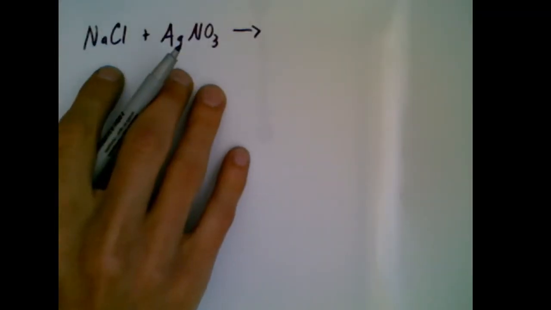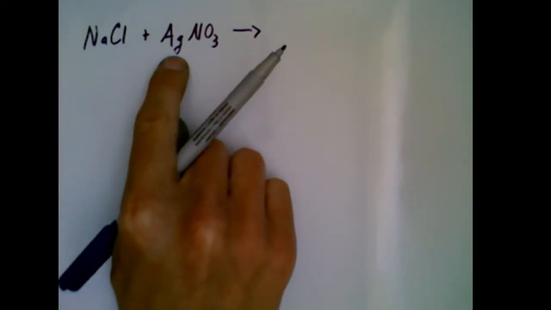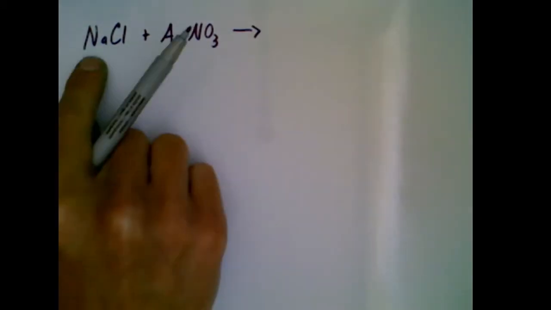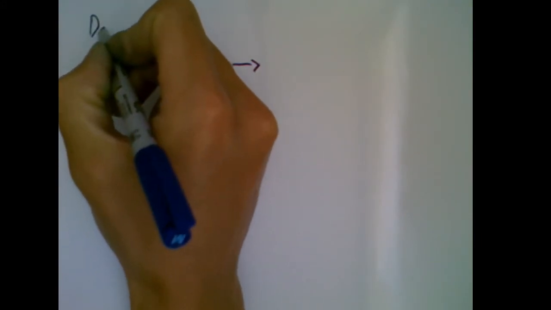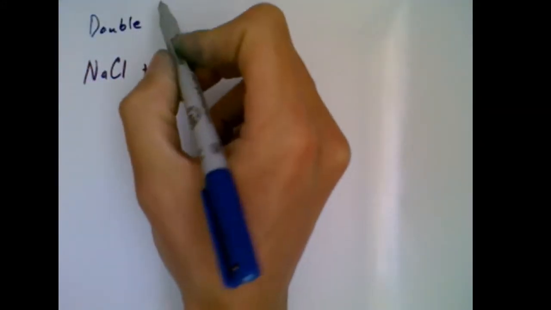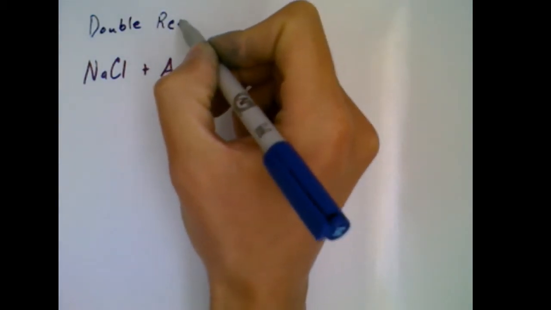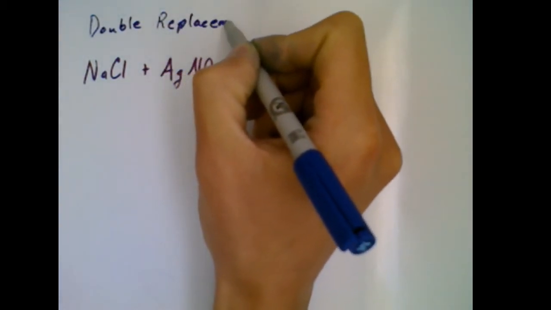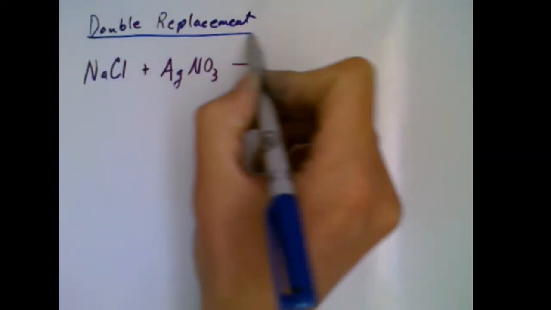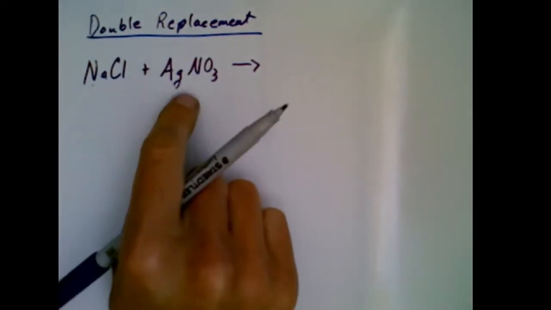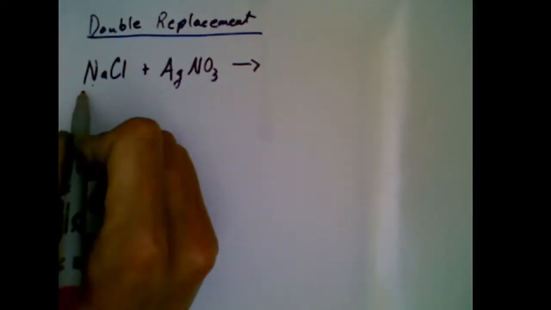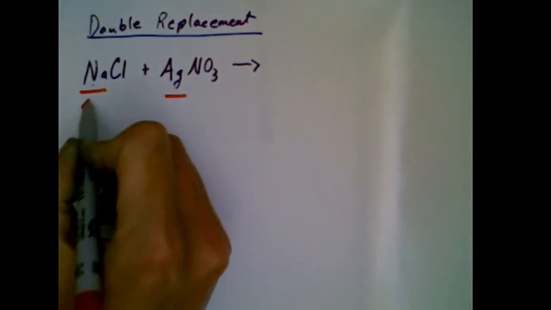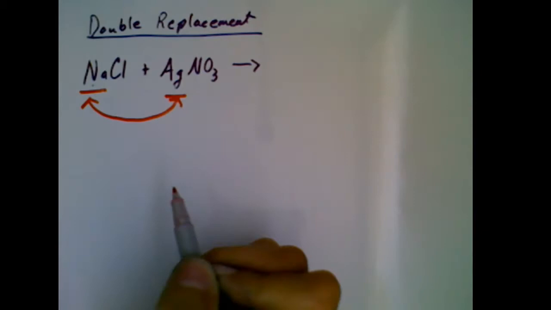Up here I have an example where we have sodium chloride reacting with silver nitrate. This, I know immediately, is a double replacement reaction. The reason that I know it's a double replacement reaction is based on the types of reactants that I have. Because I have two ionic substances, I know this has to be double replacement. And remember, what happens in a double replacement is the two positive ions end up switching places with each other.